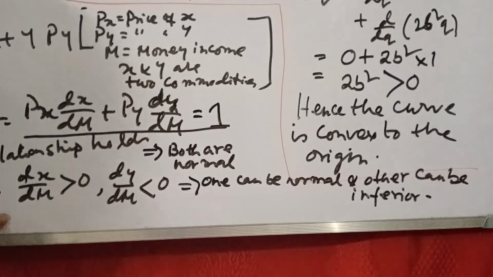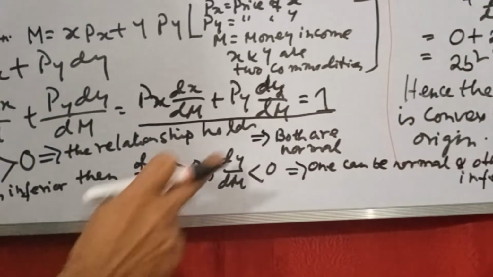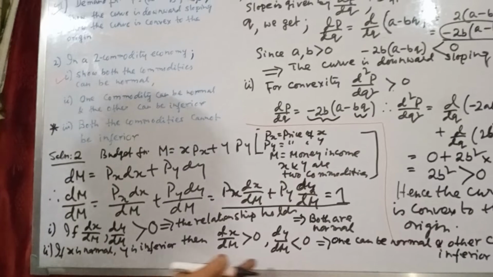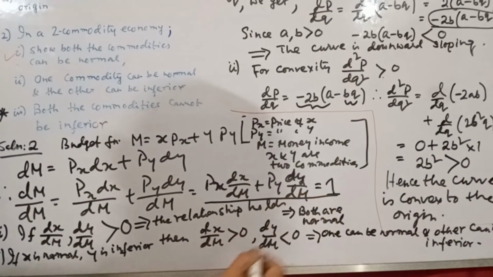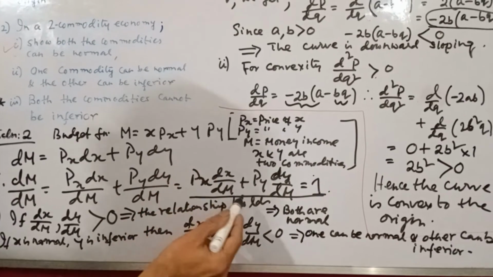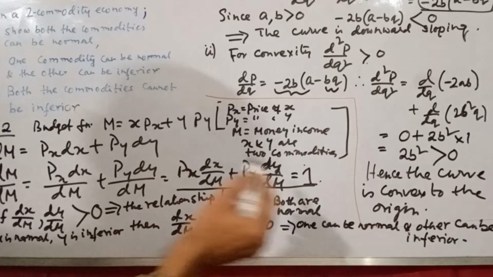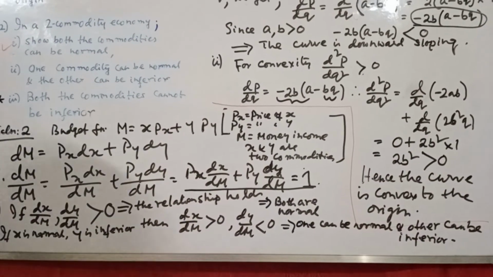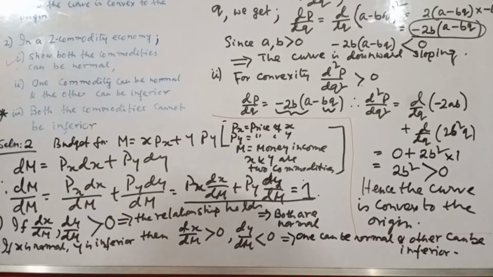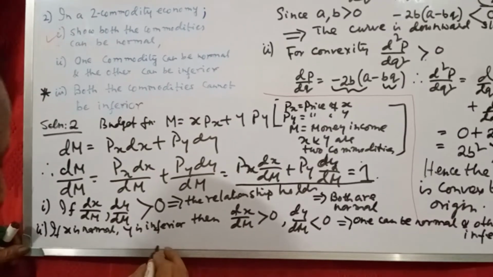If dx/dm is greater than 0 and dy/dm is less than 0, that is, x is normal and y is inferior, then still this relationship holds good, that is, px dx/dm plus py dy/dm is equal to 1. So one good can be normal and the other good can be inferior. Now come to number 3.